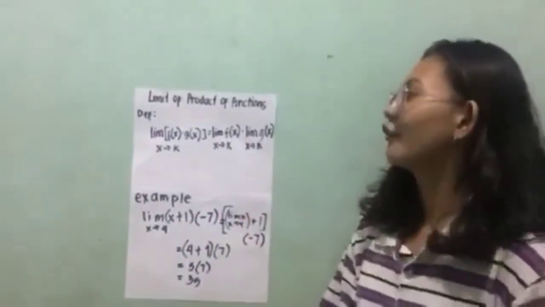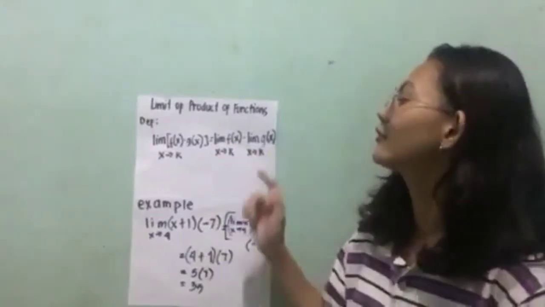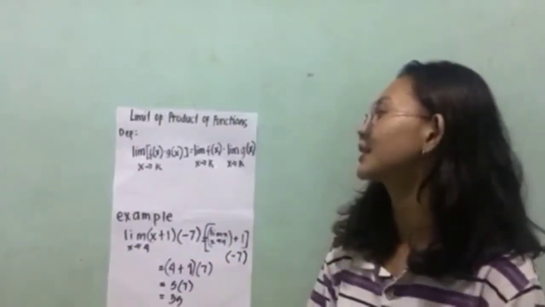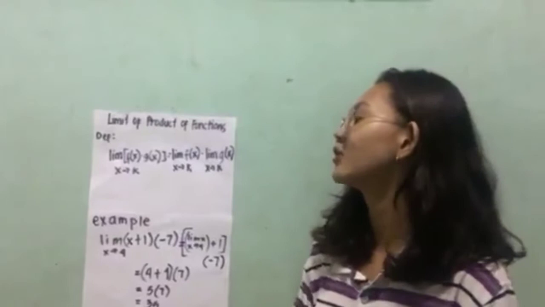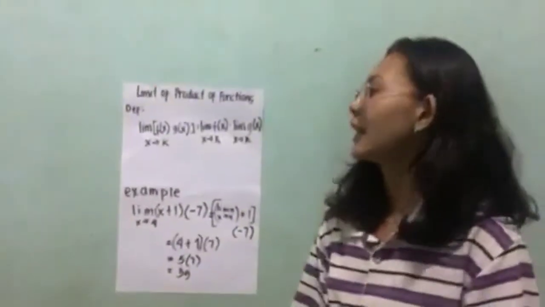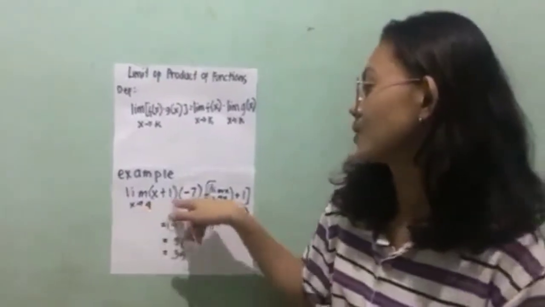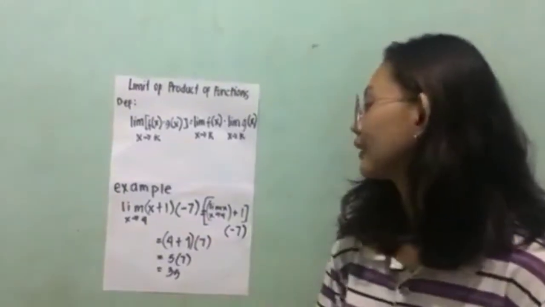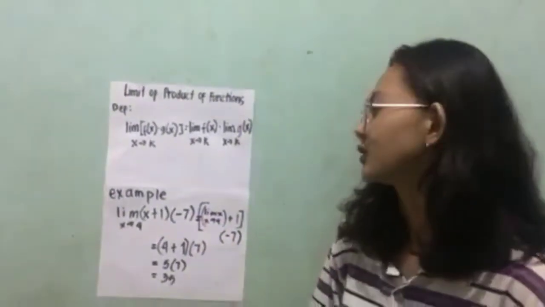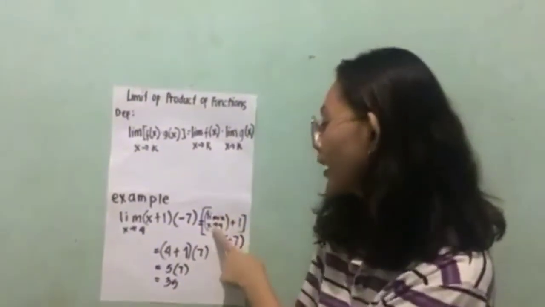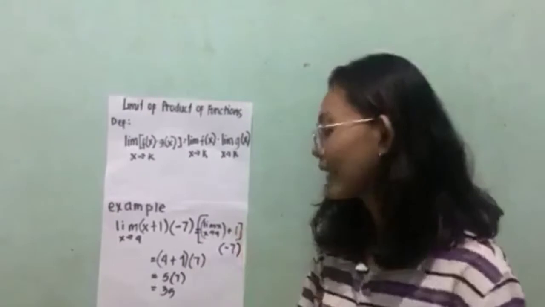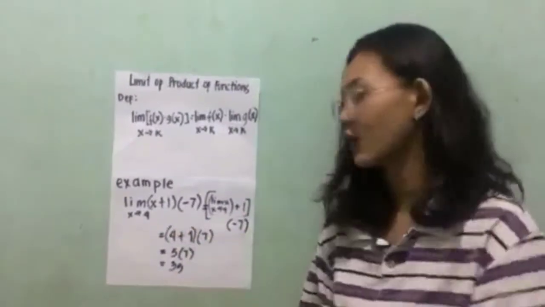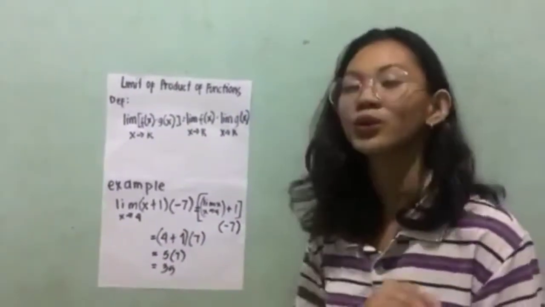Limit of product of function is defined as limit of f of x times g of x where x approaches to k is equals to limit of f of x where x approaches to k times limit of g of x where x approaches to k. So, example neto is limit of x plus 1 times 7. Lahat ng x natin, papalitan natin ng limit of x where x approaches to 4. Kaya magiging limit of x where x approaches to 4 plus 1 times 7. So, magiging 4 plus 1 times 7. 4 plus 1 is equals to 5 times 7 is equals to 35.